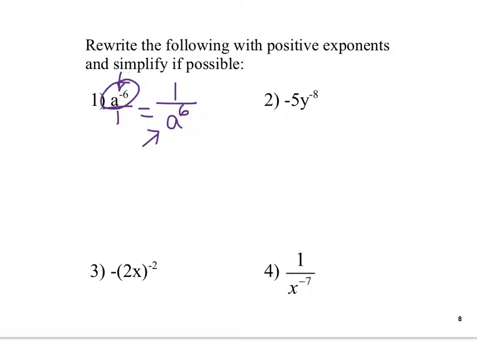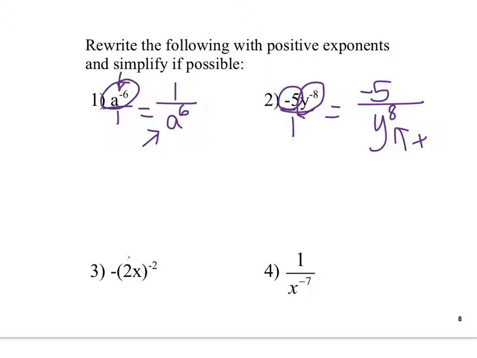Now here we go. Y to the negative 8th power. That's the only thing being raised to the negative 8th power. So if I write this thing as a fraction, this negative 5 is going to stay where it is because it doesn't have a negative exponent. It stays. But that y to the 8th moves down. Now it's in the right place, so it's positive.